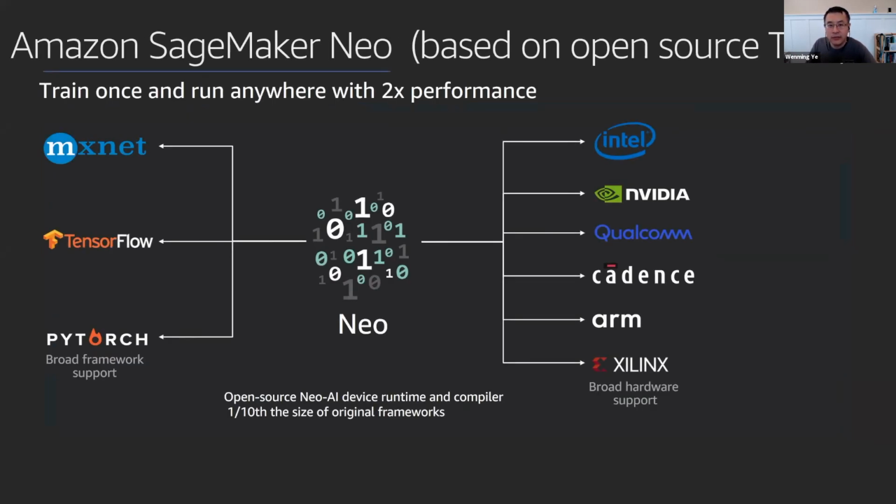SageMaker Neo is another tool which I think is very much magical. It's based on the open source tool called TVM. The idea is that it abstracts away the various hardware architectures and basically optimizes it for you underneath. That has worked really well for a lot of our customers. And what I found is that TVM can get up to, let me see, 6x speed up for certain types of models.